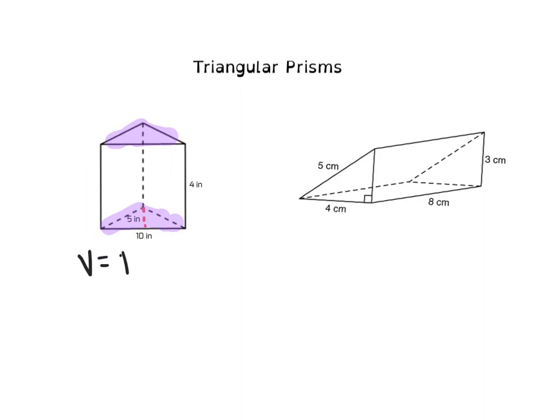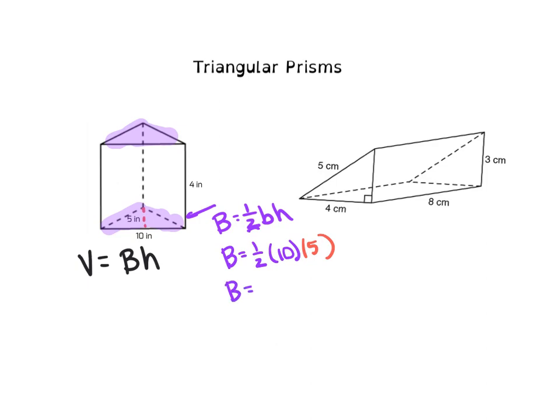So our volume will be equal to the base area again times the height. Well, the base here is a triangle. And remember, the area formula for a triangle is 1 half b times h. And this time we're using little b, which stands for the base of the triangle. So the base area will be equal to 1 half of 10 times the height, which is 5. And if we multiply that, we get the base area equal to 1 half of 50, which is 25.